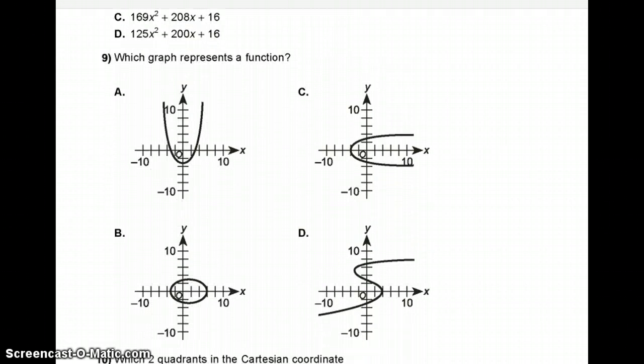Number 9, which graph represents a function?